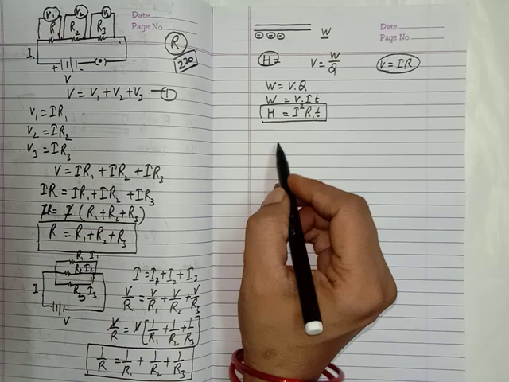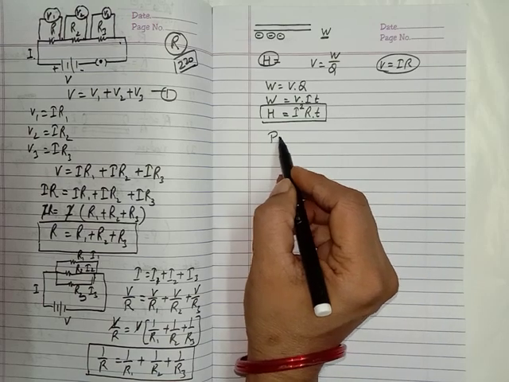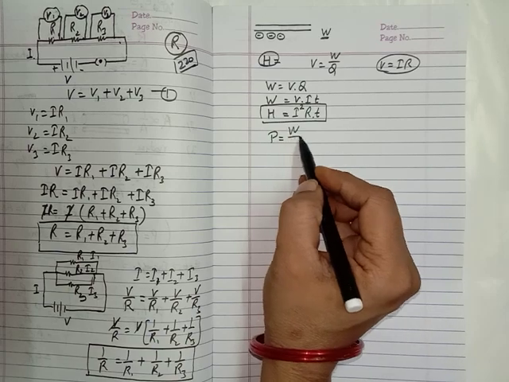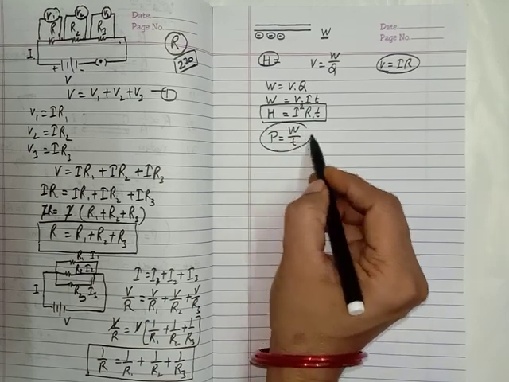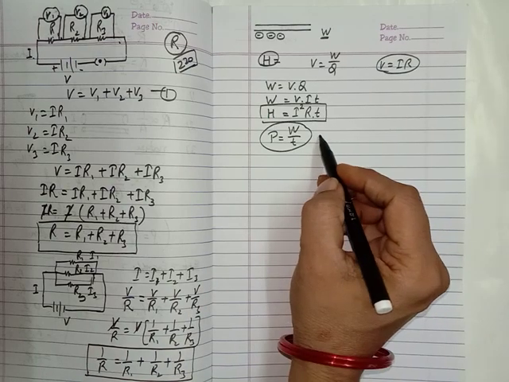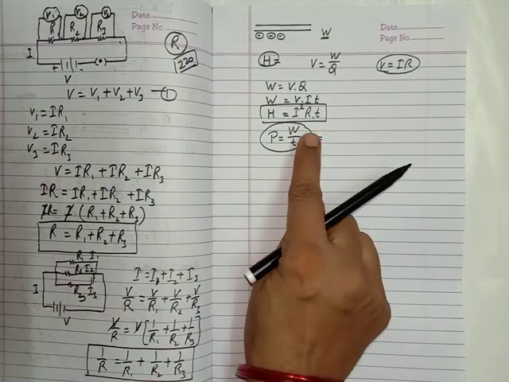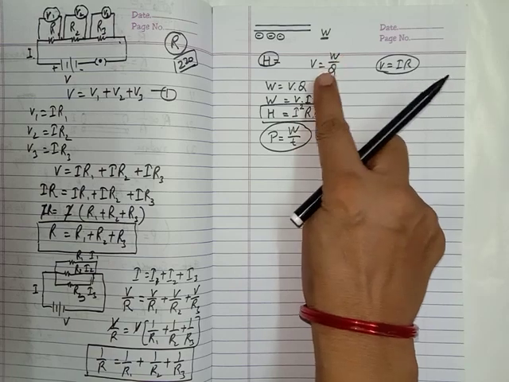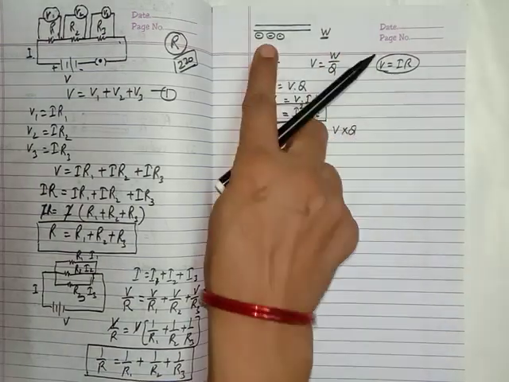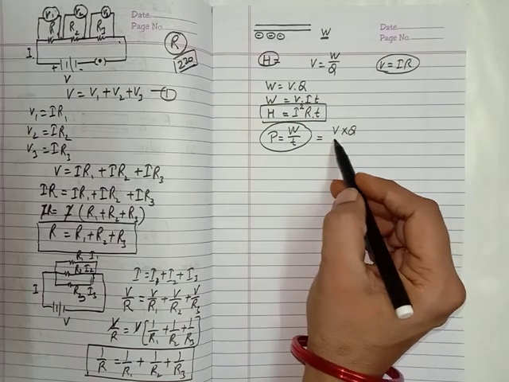Now what is electric power? In class 9th we studied that power is equal to work done upon time. So how much work you do per unit time is called power. In the chapter electricity, power is equal to work done upon time, where work done is equal to V into Q. Work done by the electrons to flow is V into Q upon T.